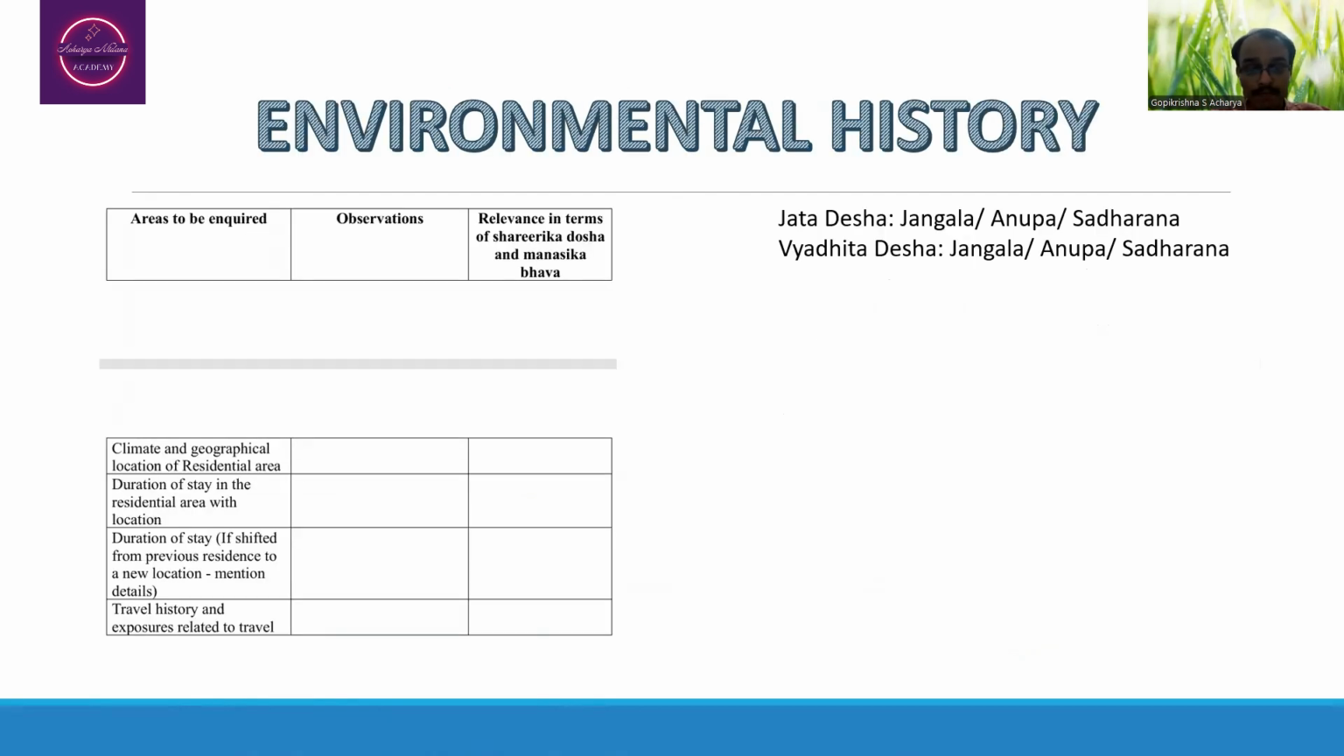Regarding the environmental history, we need to know what kind of environment the person is born in, what kind of environment the person has grown up in, and what kind of environment the person is getting the disease in, whether it is Jangala Desha, Anupadesha or Sadharana Desha. That has to be recorded. In the sense, up to how many years the person has been living in that particular Desha, and if the person has disease manifestation, for how many days the person has been living in that locality, has to be recorded.